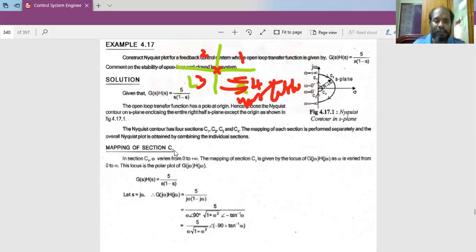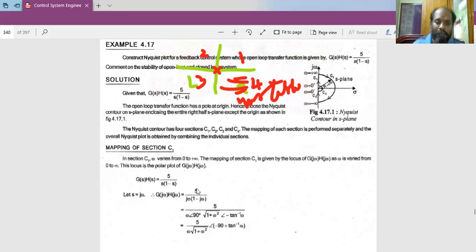So we consider the first section C1. It varies from slightly 0 plus to infinity. Again, we have to go for a table, finding out where it starts and where it ends when you change omega from 0 to infinity. Convert this into a sinusoidal transfer function, substitute s equal to j omega, and verify whether it is in time constant form. Yes, no issue, it is in time constant form.